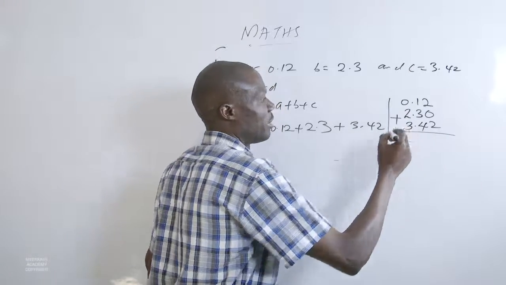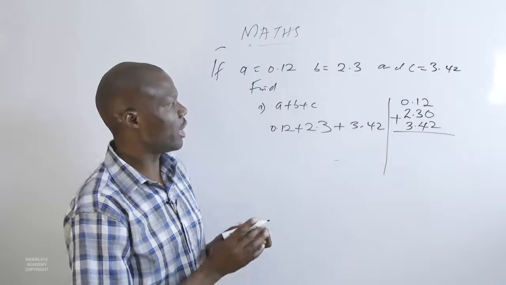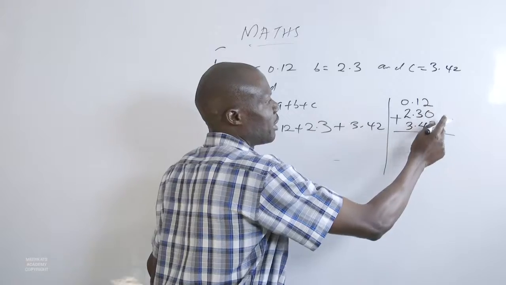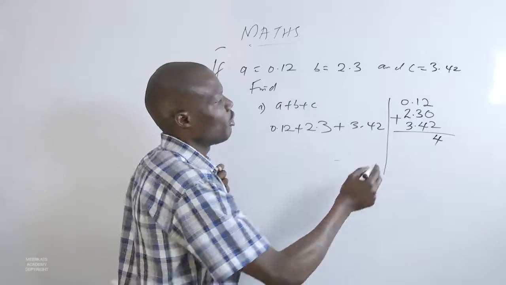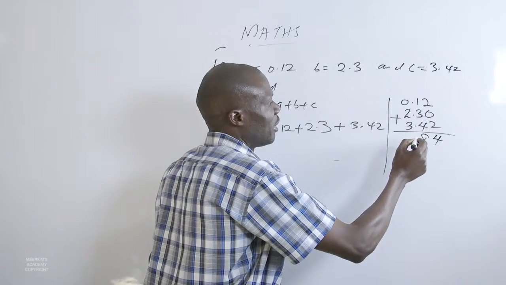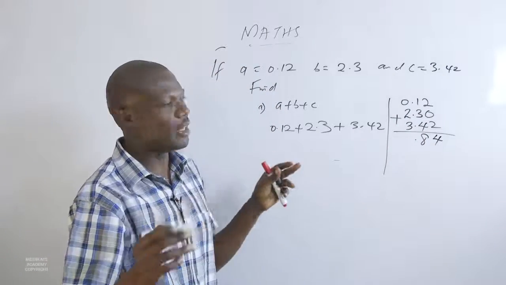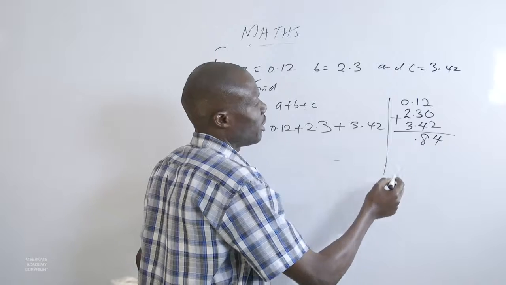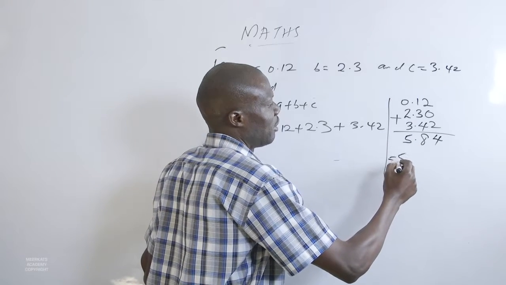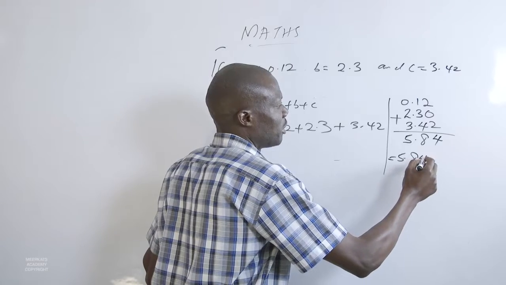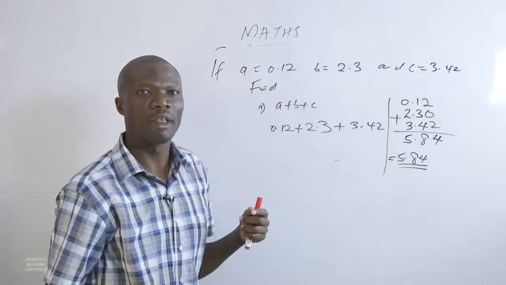Then we add. So by adding, 2 plus 0 plus 2 is 4. 1 plus 3 is 4. 4 plus 4 is 8. Decimal point remains aligned. Then 0 plus 2 plus 3 is 5. So we find our answer is 5.84.